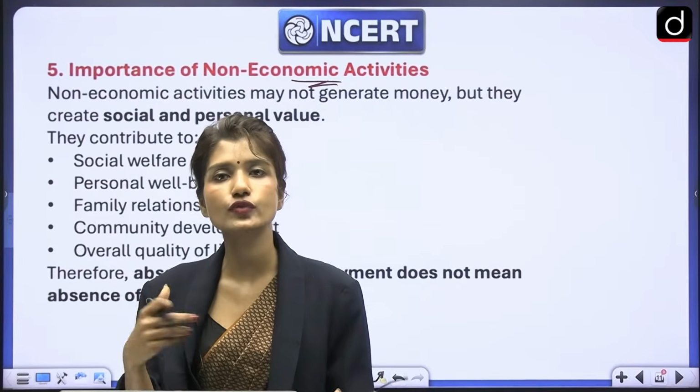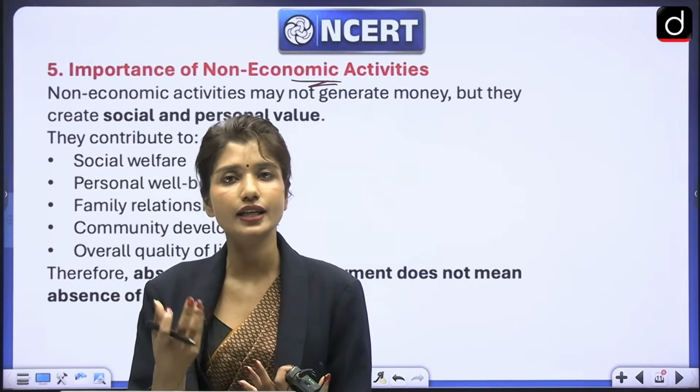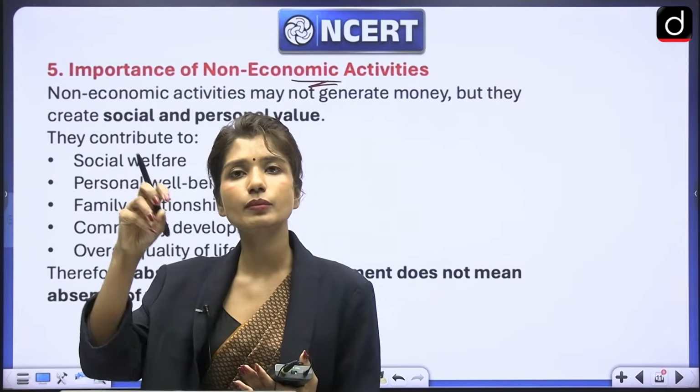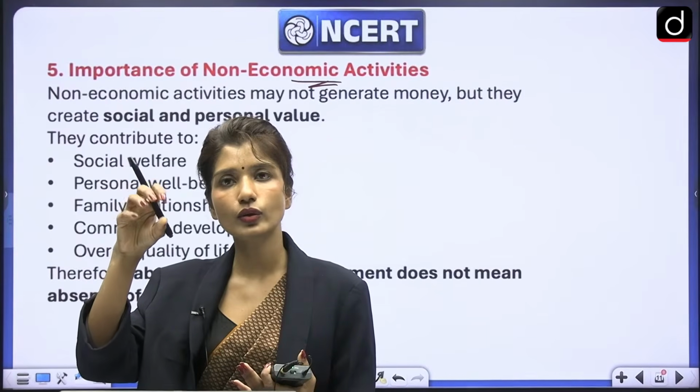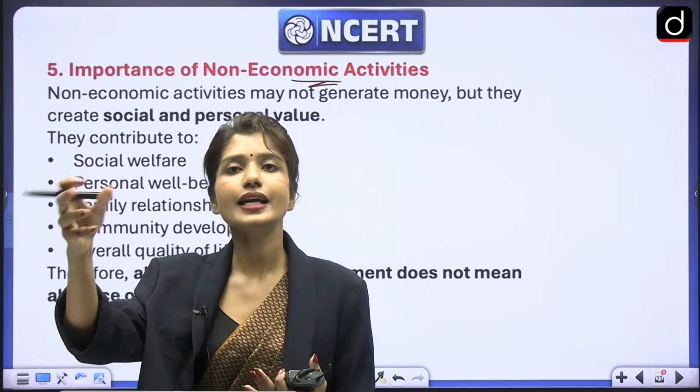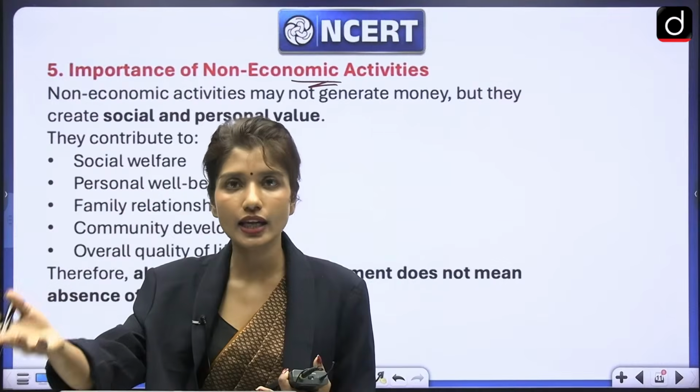For example, when family takes care of each other, that creates personal value. When you take care of somebody, or when you take care of people in an NGO, let's say, you went to teach in an NGO, right?